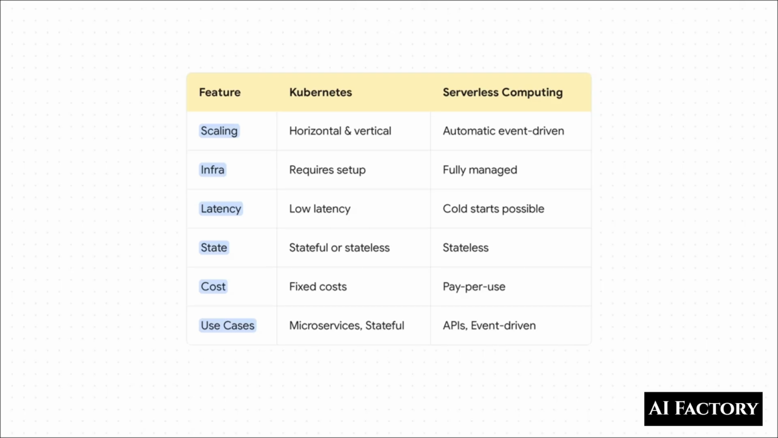You can see there are some major trade-offs. With Kubernetes, you get a ton of control over your infrastructure, and you get really consistent performance. That makes it perfect for those big, complex applications. But serverless, that's all about convenience. And you only pay for what you use, which is great for things that only run once in a while. So it really boils down to this fundamental choice. Do you want more control or do you want more convenience?